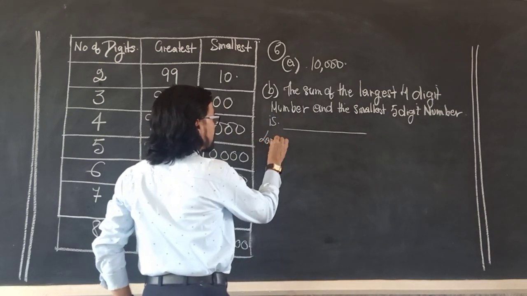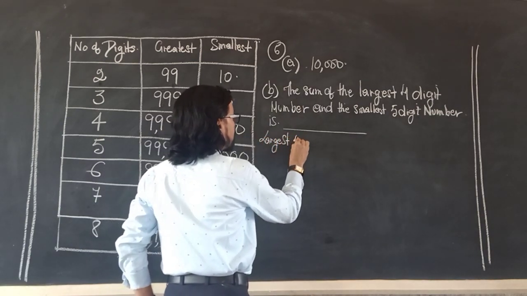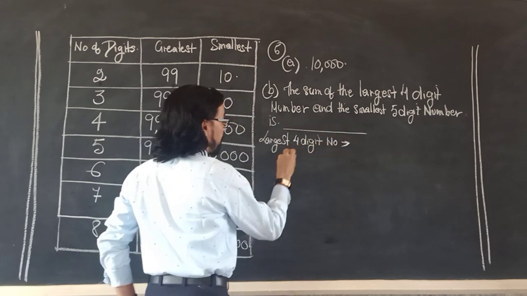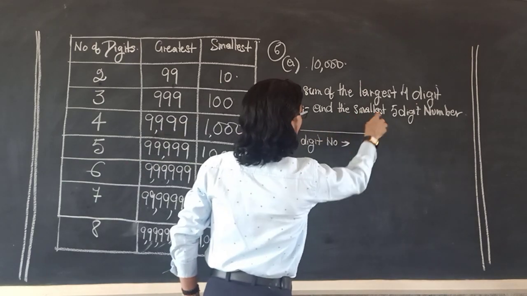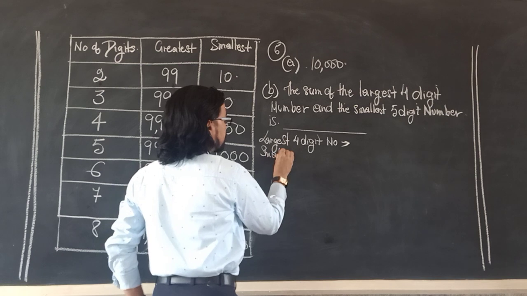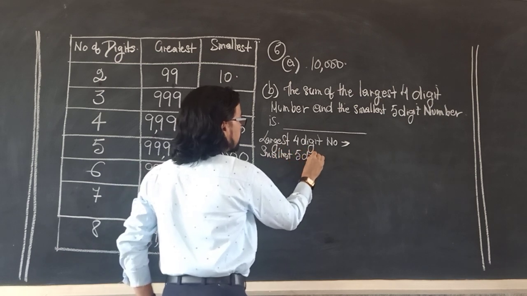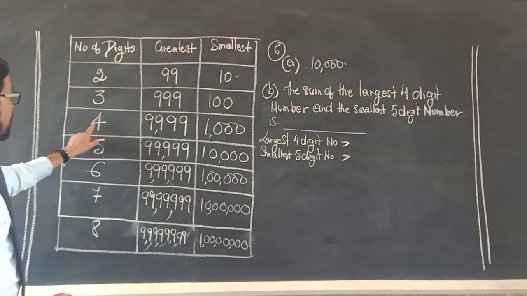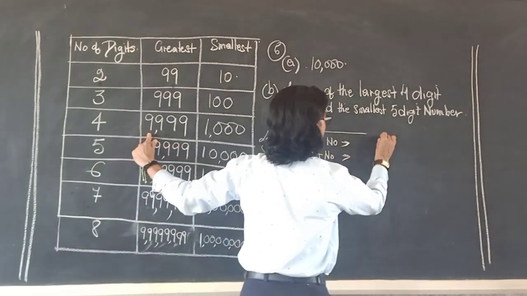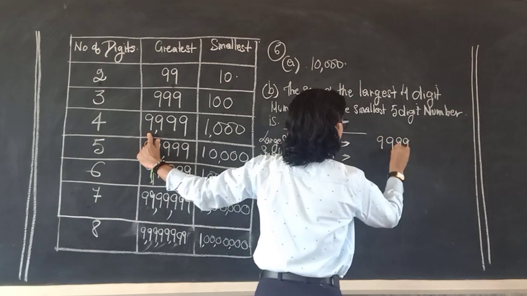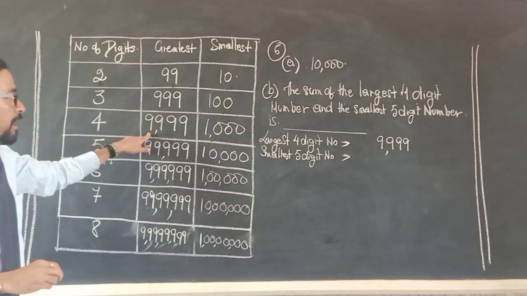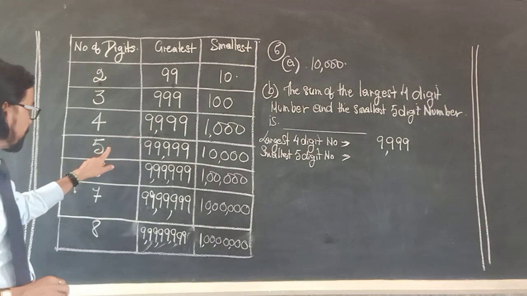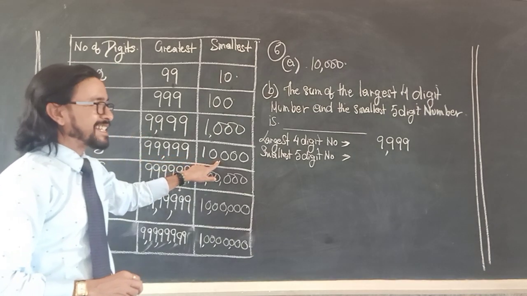So I write largest 4-digit number, dash or arrow, and they've asked us smallest 5-digit number. So smallest 5-digit number and arrow. Now what is the largest 4-digit number? Largest 4-digit number is 9,999. And the smallest 5-digit number, smallest is 10,000.